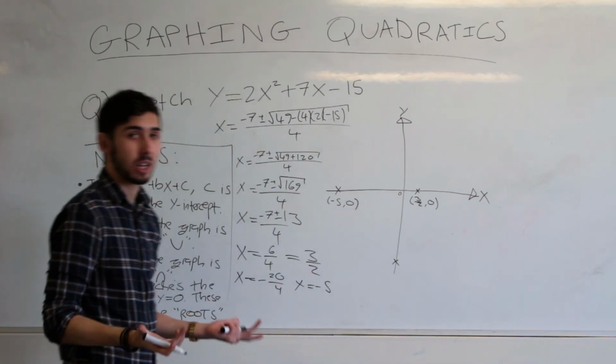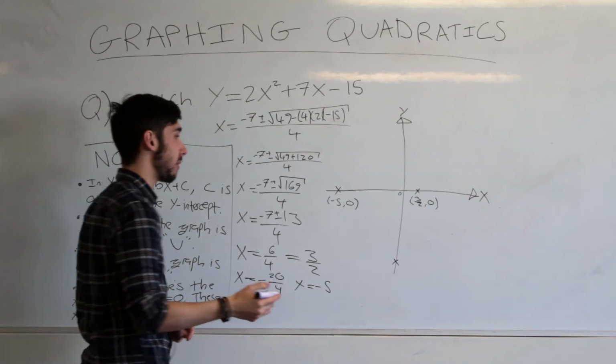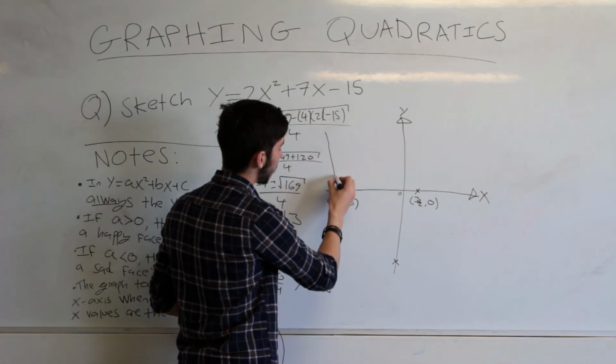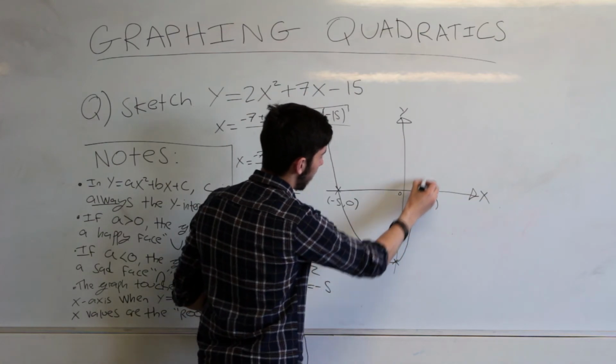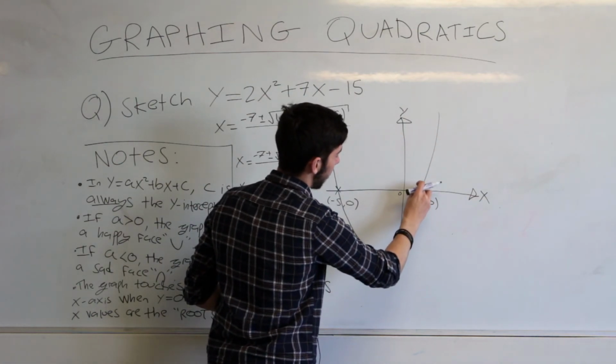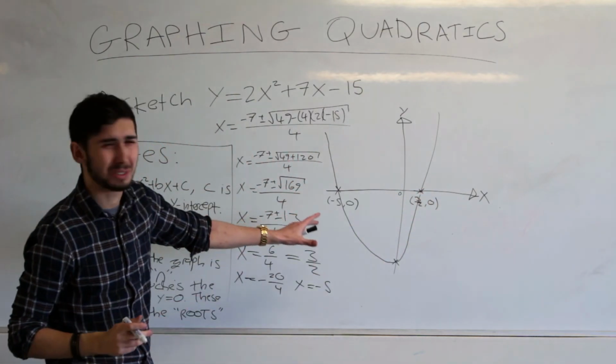Is it a happy face or a sad face, guys? A is positive. 2 is still positive, guys, so a happy face again. So we're going to come down, and we're going to have to go straight through that coordinate that I just did. And it's going to sort of shoot up like that. Guys, that should have gone straight through. I'm sorry, I apologise. It's going to look something like that.